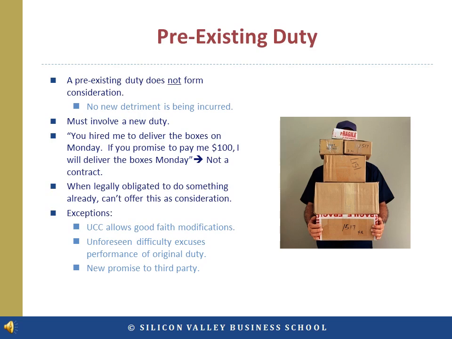The courts have been more willing to hold promises to third parties, strangers to the original contract, as consideration. So if you'd been paid by A to deliver goods and A becomes insolvent, then your promise to B to deliver for $100 will be enforceable.